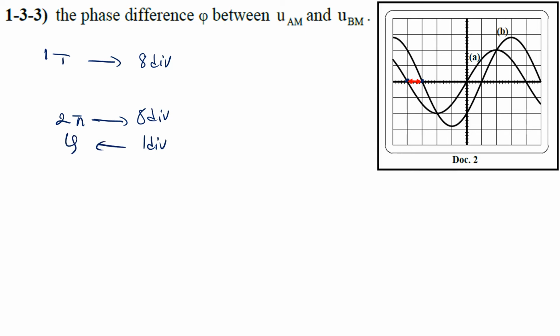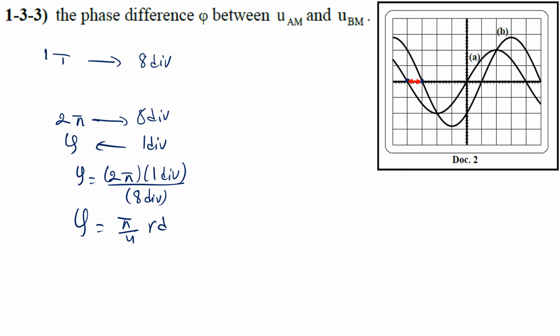So we will get that the phase difference is equal to 2 pi multiplied by 1 division over 8 divisions. This results in getting the phase difference as pi over 4 radians.